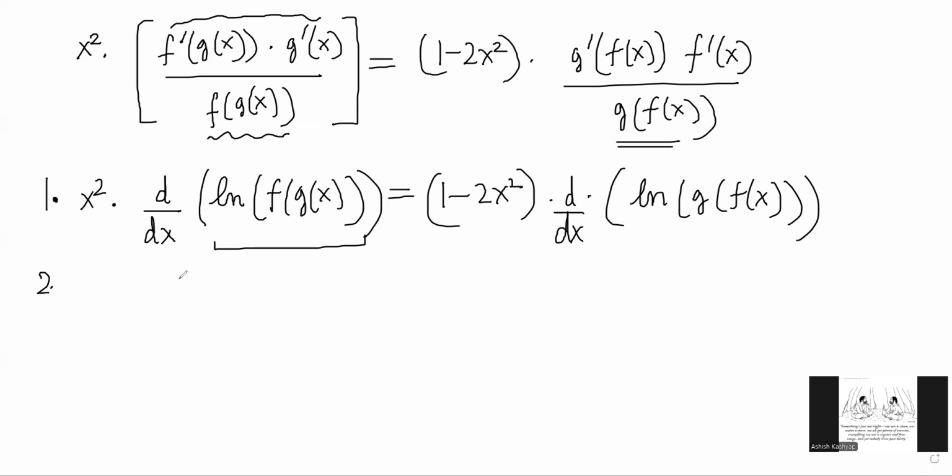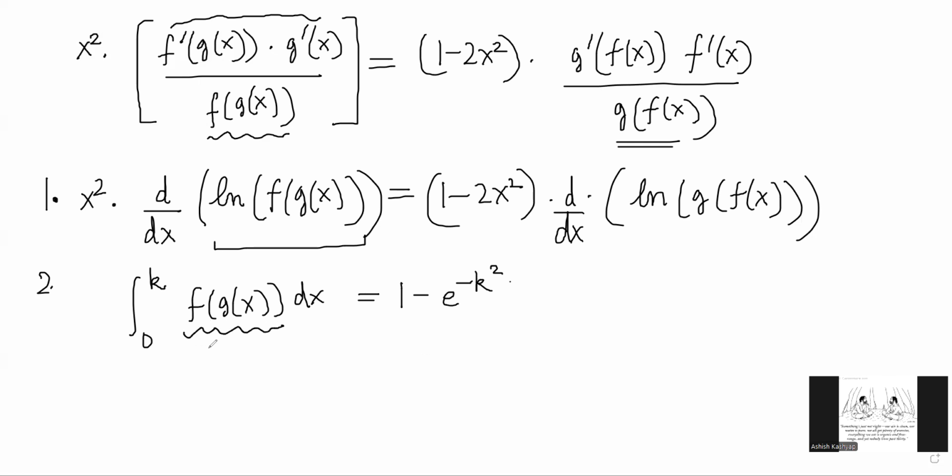Secondly, I also have the integral of 0 to k of f of g of x, which was given in the problem, and this was equal to 1 minus e power minus k square, right? Think about it. This is a function of x, but when you integrate it, the expression will also come in terms of x. However, the limit is in terms of k. So the overall thing on the left hand side is a function of k, right?